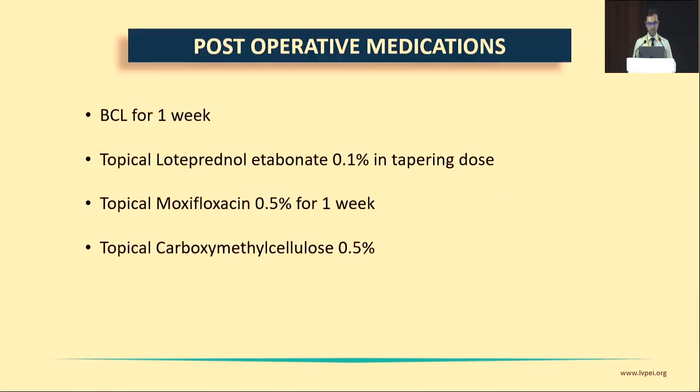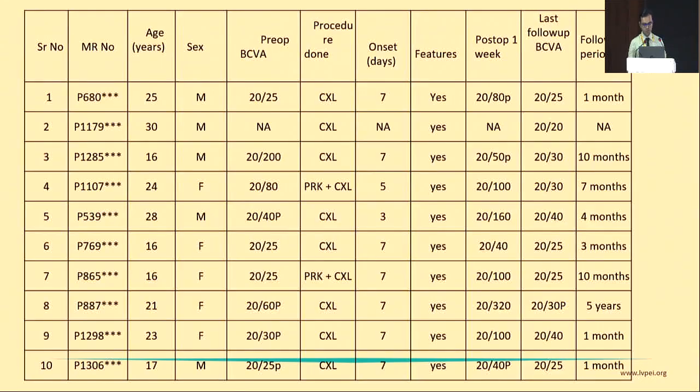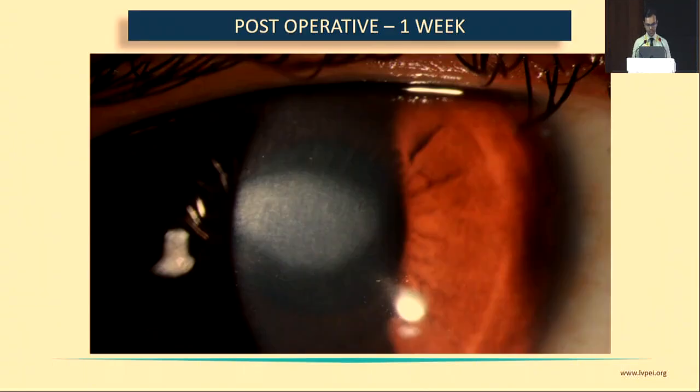After the CXL, BCL was applied for 1 week along with the routine topical medications. Out of the 12 patients who had developed CTK, there were equal numbers of males and females, and the age group was between 16 to 32 years. This is a table which shows that almost all the patients presented to us within 1 week of post CXL, and all had the characteristic features of CTK, which I will be discussing in the subsequent slides.